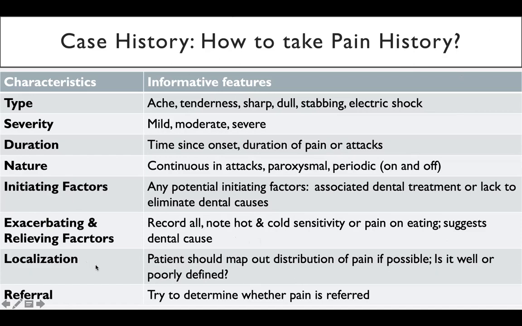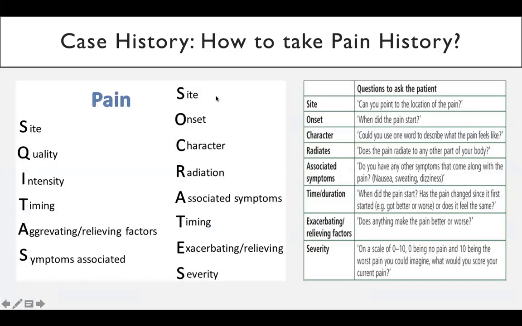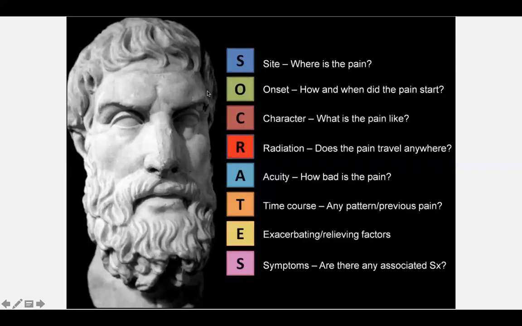And then localization, where the pain is localized, and is it going to any other place? If it's going to another place, it's referred pain. So this is how to remember this. You remember this by remembering this guy. This guy is known as Socrates, and Socrates is a mnemonic for pain. Why do we need to remember? So that we do not forget any question relating to the pain, which could be important in our diagnosis. So that's why we need a mnemonic, and this guy helped us.